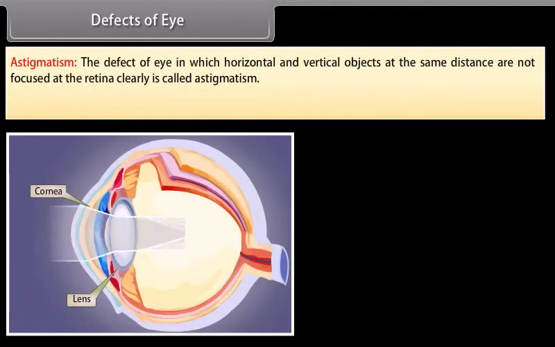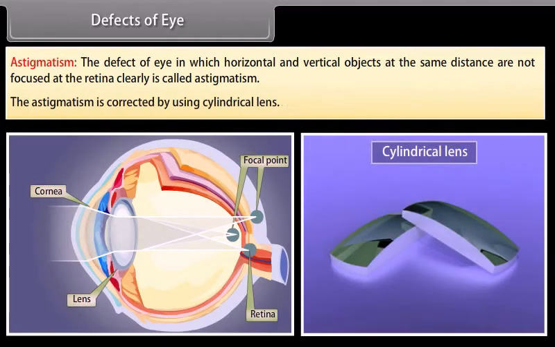Astigmatism. The defect of eye in which horizontal and vertical objects at the same distance are not focused at the retina clearly is called astigmatism. Astigmatism is corrected by using a cylindrical lens.